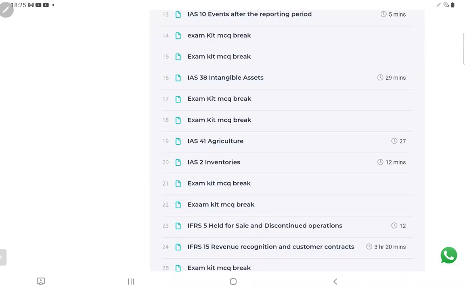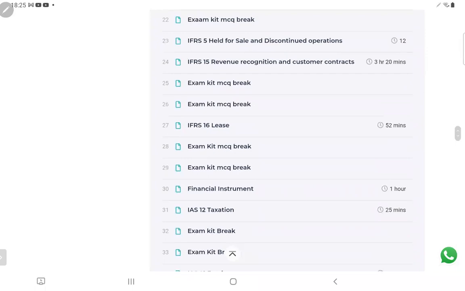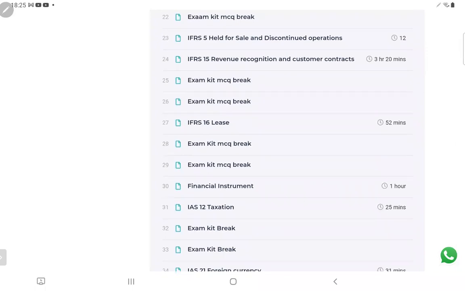And then we will move to one of the key standards, IFRS 15, revenue recognition and customer contracts. There are 5 steps to recognize the revenue. You will learn all about them. Then what customer contracts are and what their accounting treatments are, you will learn in it. Then we will again have two exam kit MCQ breaks.